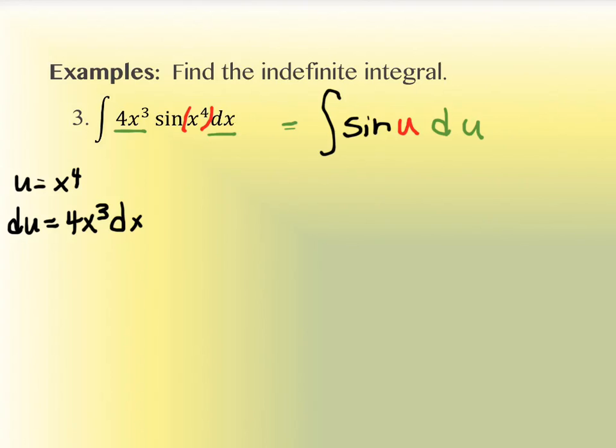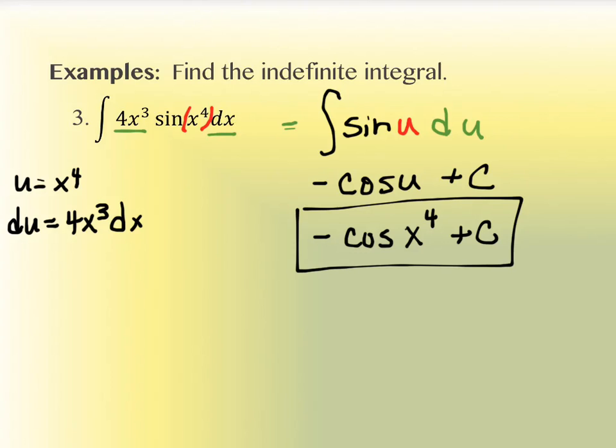What's the antiderivative of sine of u du? Negative cosine of u plus c, right? So the negative's there, and I've got my cosine. And then what's the antiderivative, or I'm sorry, what's the value for u? X to the fourth, right? U is x to the fourth, so this is negative cosine of x to the fourth plus c. Is that good? Okay.